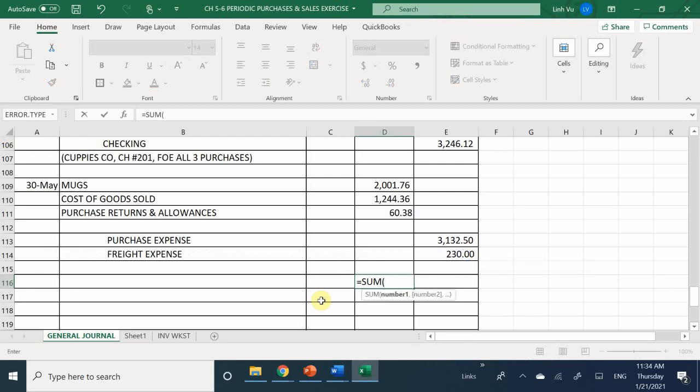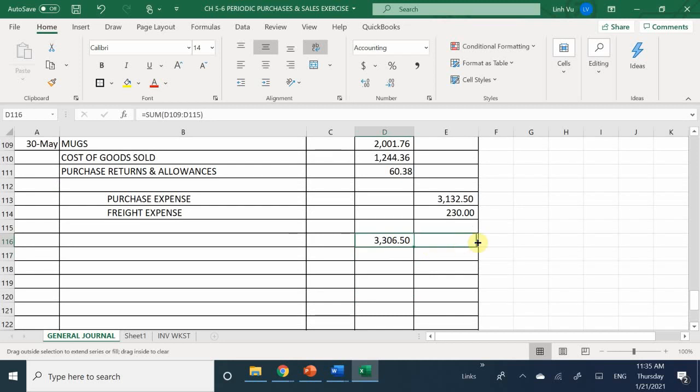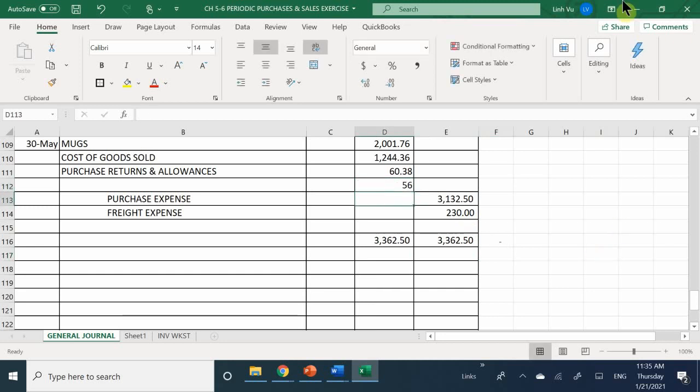And then go ahead and sum each side so you know how many debits you have versus how many credits you have. So I have 36, 70, 62 on one side and the other side as 33. Now if I subtract these two, I'm going to find out that I'm missing $56. Where is this $56 going? Discounts. It's the purchase discounts.